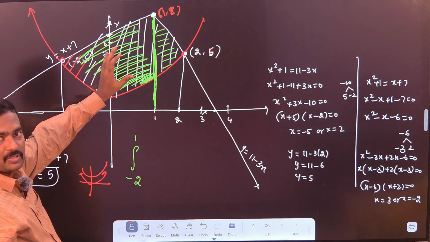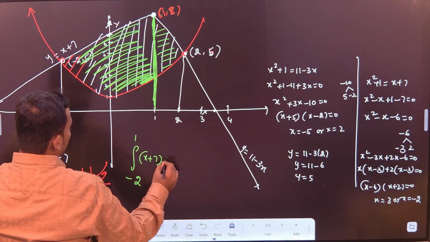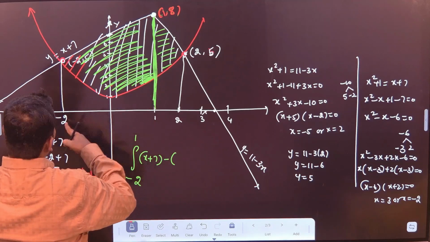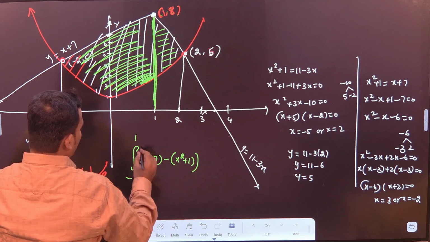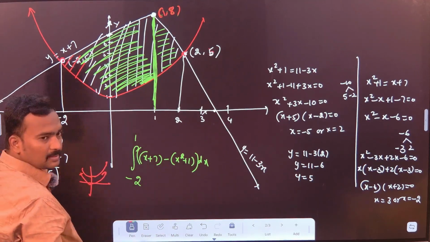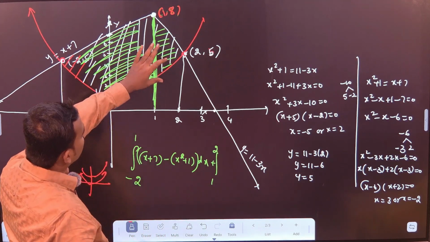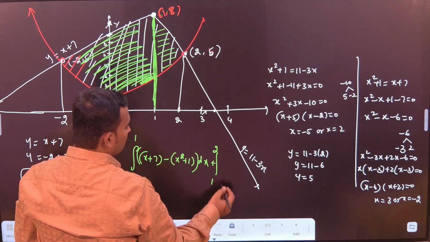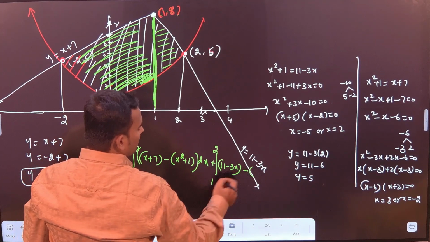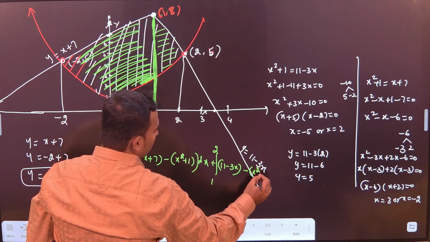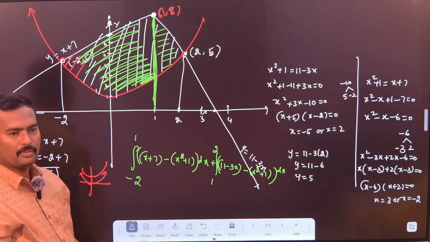Upper function minus lower function, you have to do it. What is the upper function here? x plus 7 is the upper function, minus the lower function. From minus 2 to 1, the lower function is x square plus 1, into dx, plus from 1 to 2, the upper function is 11 minus 3x, minus the lower function, the parabola x square plus 1, into dx. That's all. Do all of you understand? Okay.